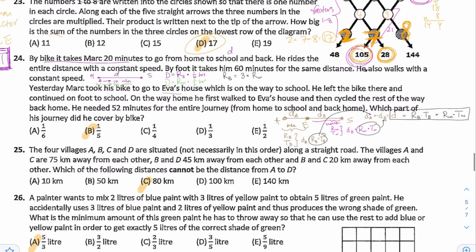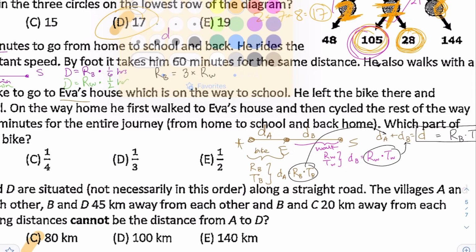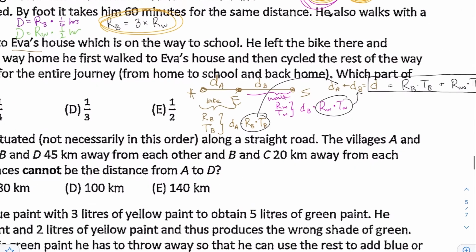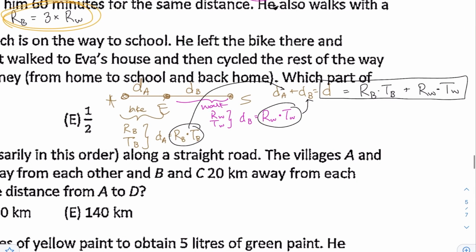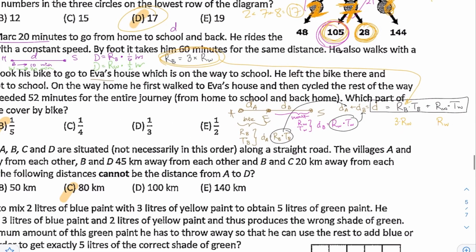And now we can substitute in the other thing, which is his biking rate is 3 times his walking rate. So if your biking rate is 3 times the walking rate, you can replace RB with 3 times RW. And then also, because of this, you can also relate the times as well.